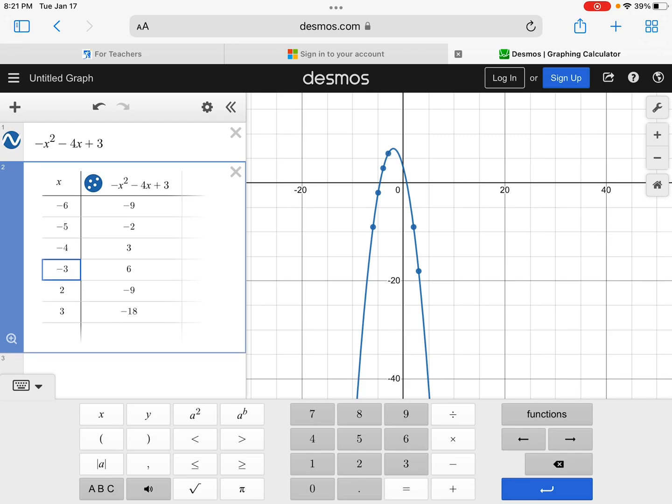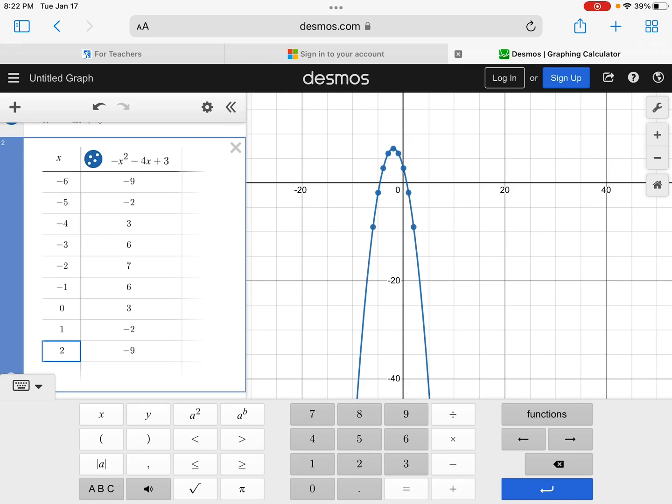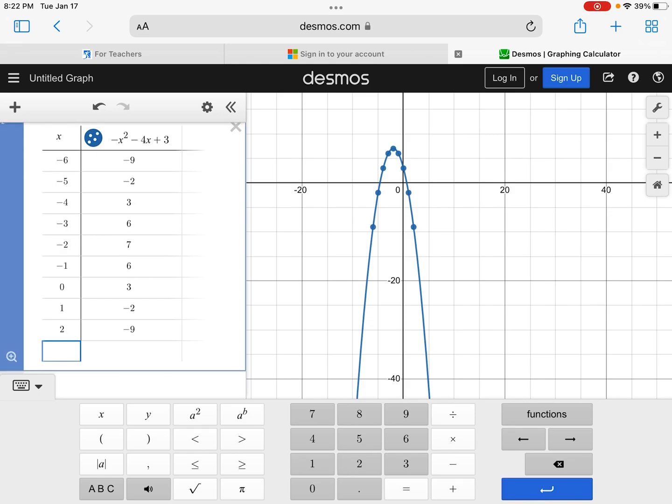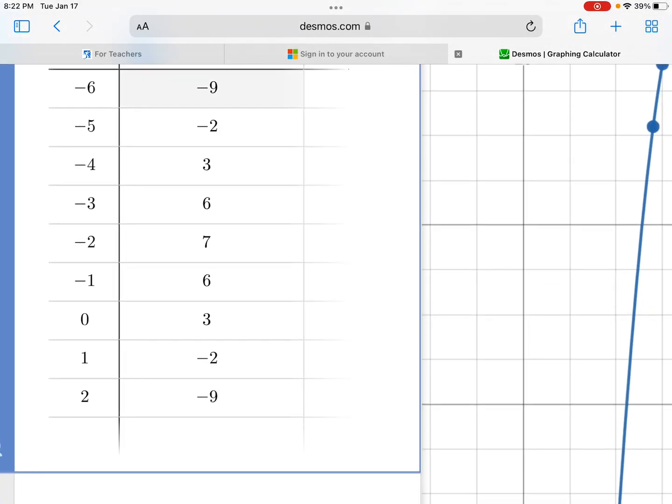Look for numbers that will fit on your graph. So right now I have pretty decent numbers here. -9, -2, 3, 6, 7, 6. All right, I'm going to keep going. This is going to be a big table. 0, 1, 2. I think that's about it. I see the rainbow. You see the numbers are repeating. -9, -9, -2, -2, 3, 3, 6, 6, and then 7, -2.